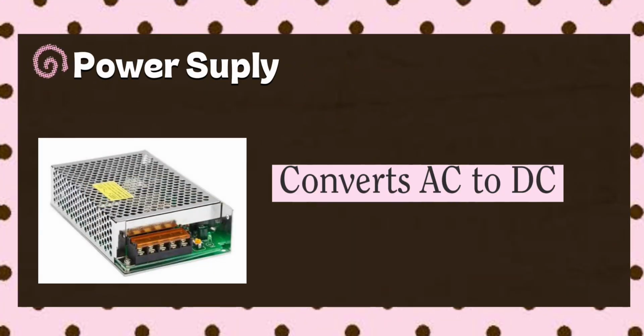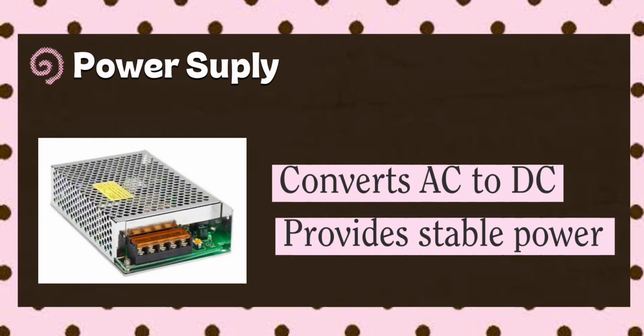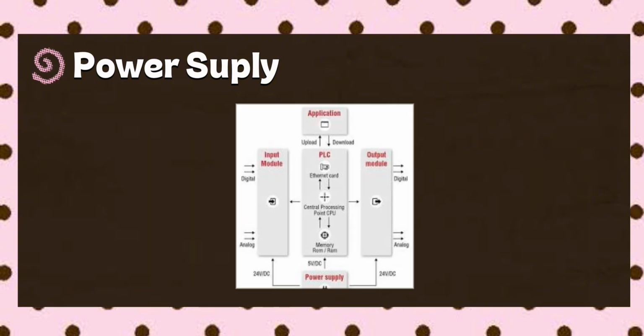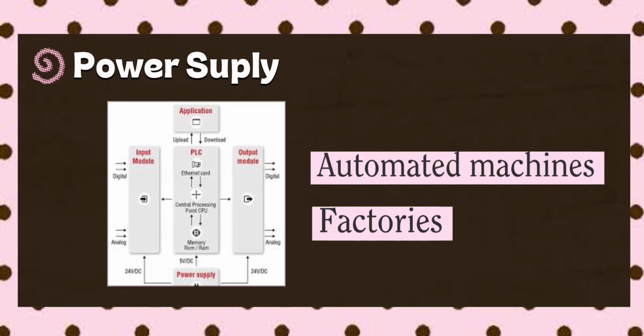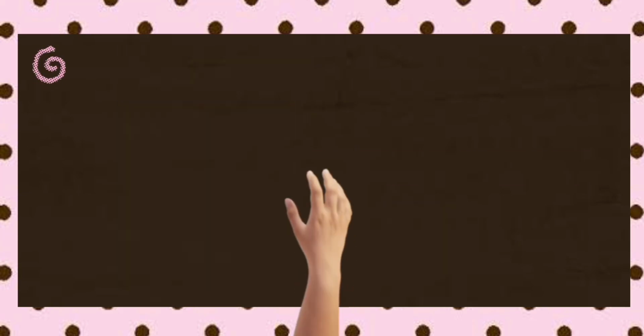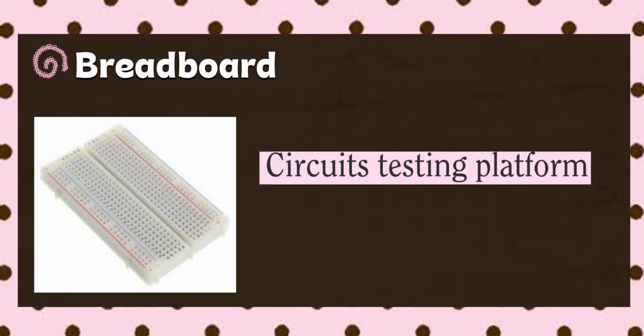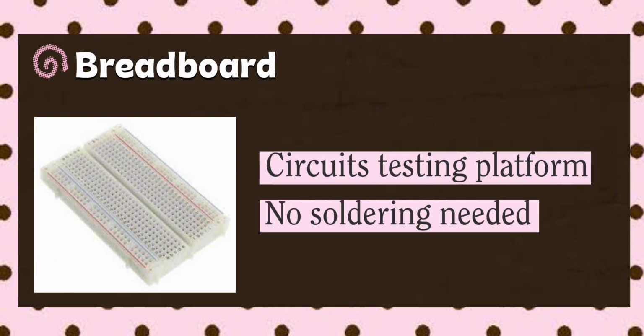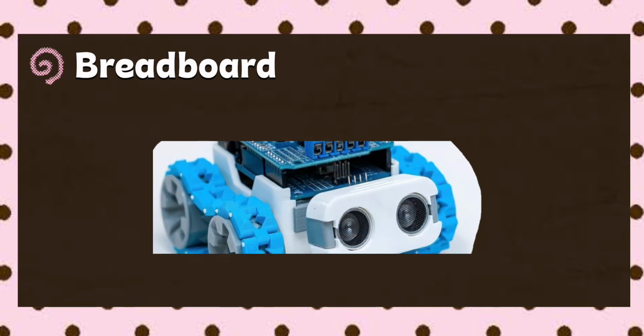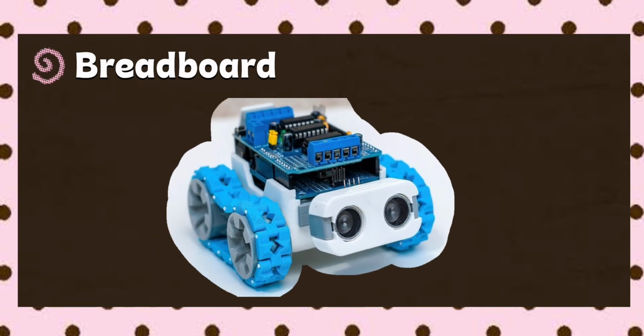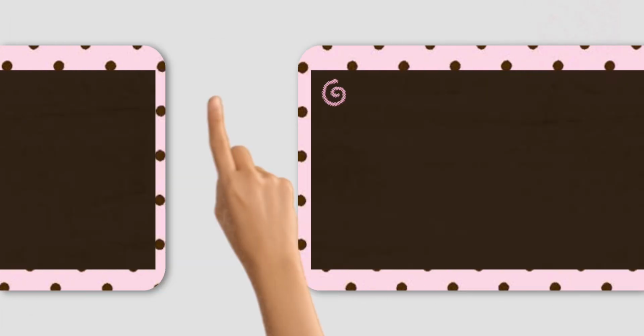Power supply. A power supply converts electricity from an outlet into the correct voltage needed by electronic components. In PLC systems, it supplies energy for automated machines in factories. Breadboard. A breadboard allows engineers and students to test electronic circuits without permanently connecting the parts. In Arduino robots, it is used to connect sensors, LEDs, and motors before creating the final circuit.